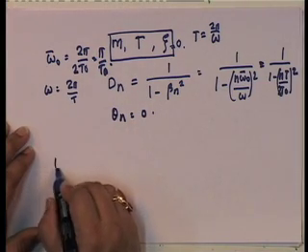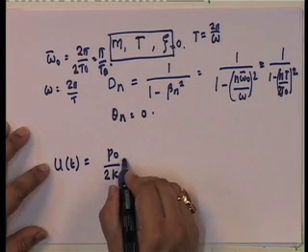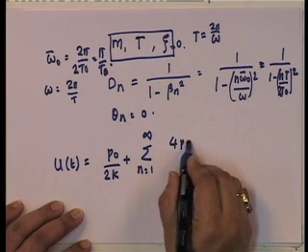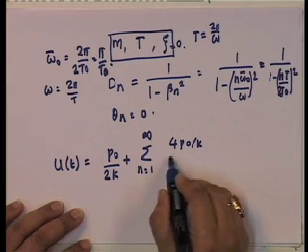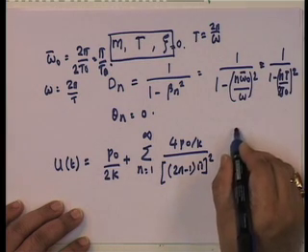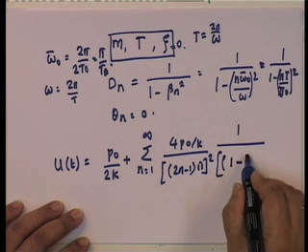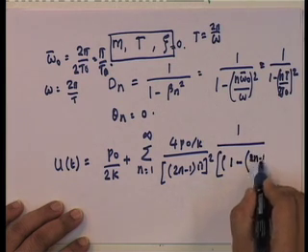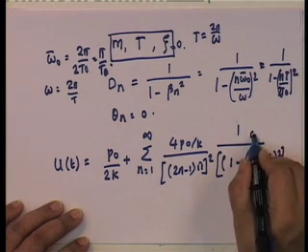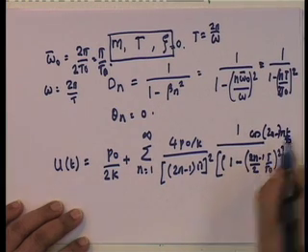So, therefore, u of t turns out to be equal to p naught upon 2k, that is p naught upon k, plus summation n going from 1 to infinity of 4 p naught upon k upon (2n minus 1) pi squared into 1 upon 1 minus ((2n minus 1) upon 2 t upon t naught) squared, and over here cosine of (2n minus 1) pi t upon t naught. Okay. So, this is the solution.